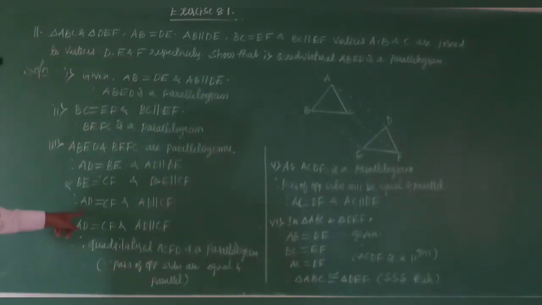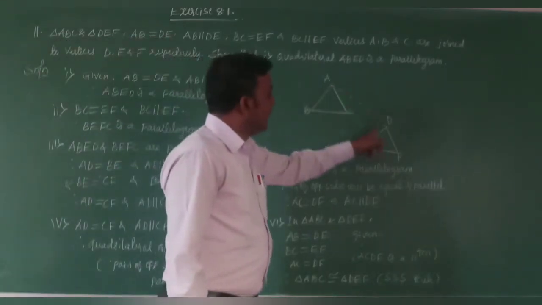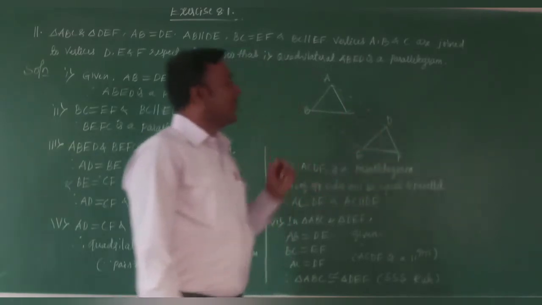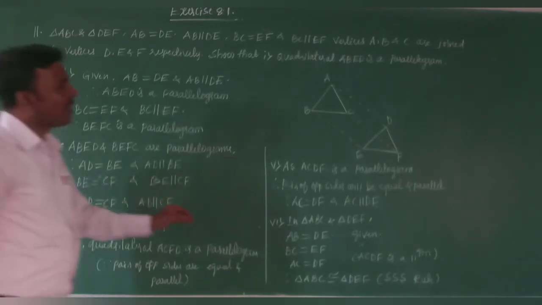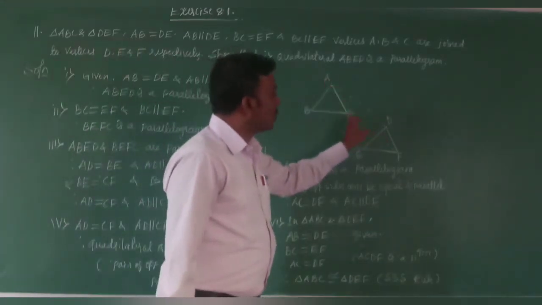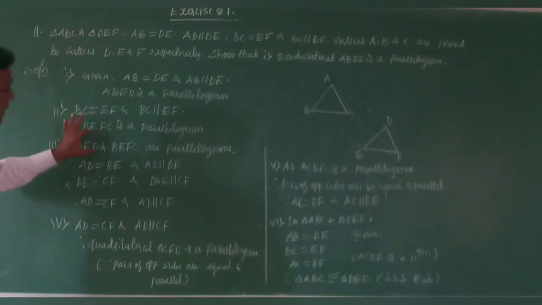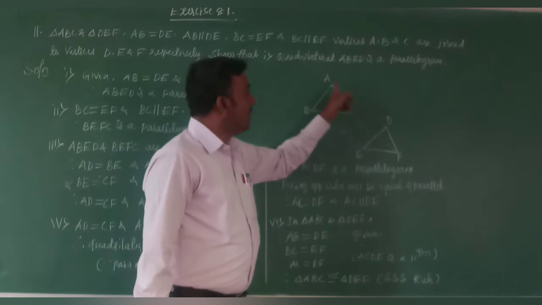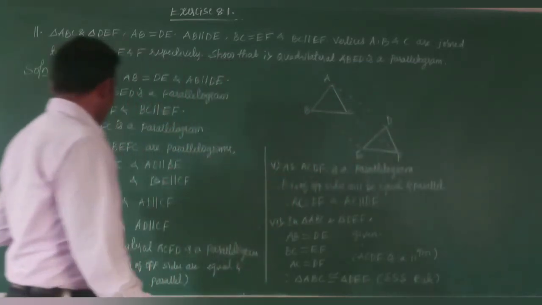In this case, we need to prove AD is equal to CF, and AD is parallel to CF. We need to prove this using ABED and BEFC. These two are parallelograms.